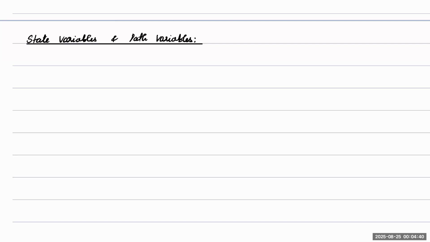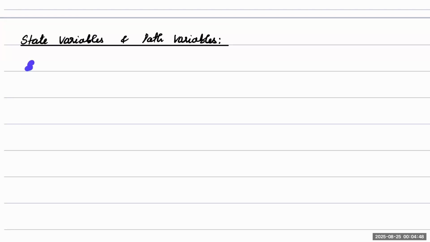State variables means it only depends upon what is its initial condition, what is its final condition, right? So state variable implies that it depends only on initial and final condition, or final states.